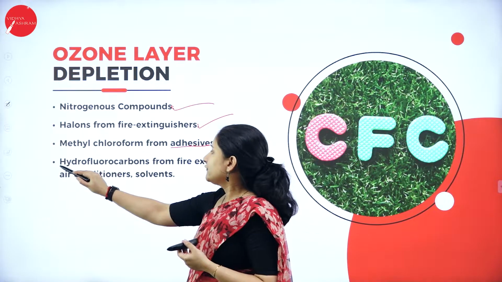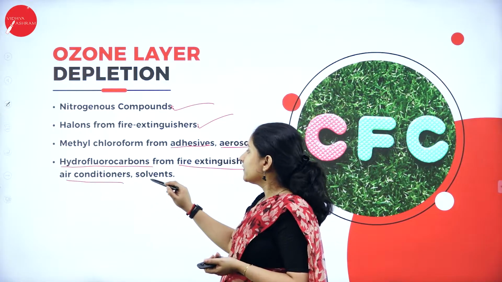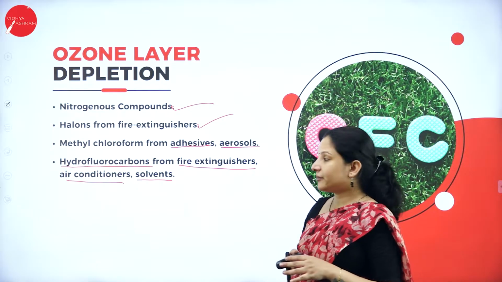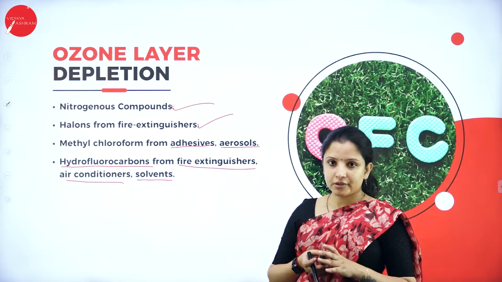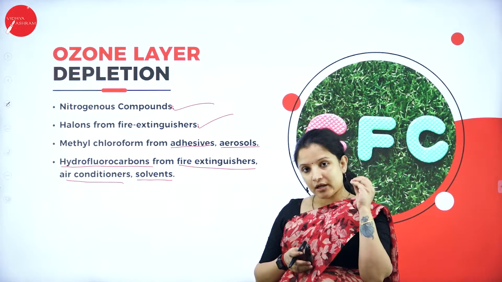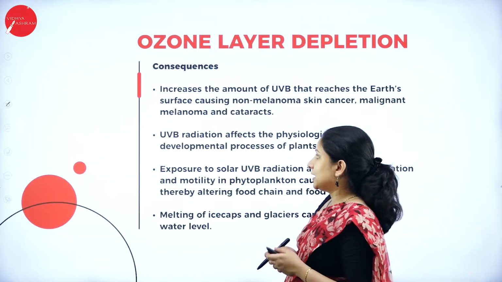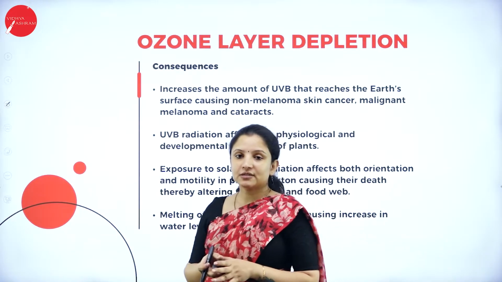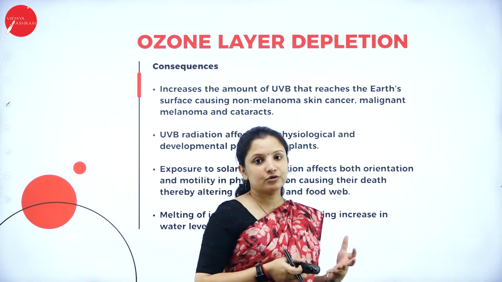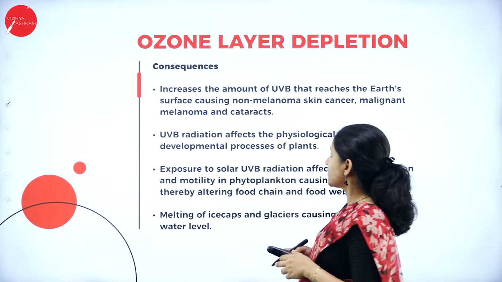And some of the hydrofluorocarbons that are used in fire extinguishers, in air conditioners, and in preparing some of the solvents, that is chemicals, they also cause ozone depletion. So these are the different chemicals that cause ozone depletion, and among all these, chlorofluorocarbon is the main chemical responsible for ozone depletion. Next, what happens if the ozone layer gets depleted or any hole occurs in the ozone layer? That is, we shall look into the consequences of ozone layer depletion.